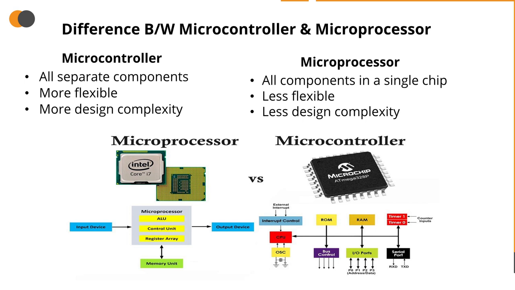The main difference between microcontrollers and processors: in processors all are separate components, while in microcontrollers all components are in a single chip. There is more flexibility in microprocessors, less flexibility in microcontrollers. There is more design complexity in microprocessors, less design complexity in microcontrollers.